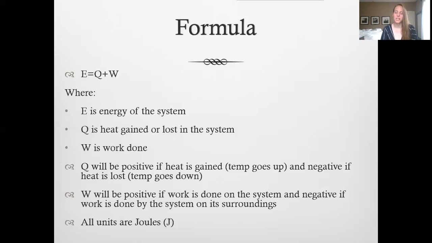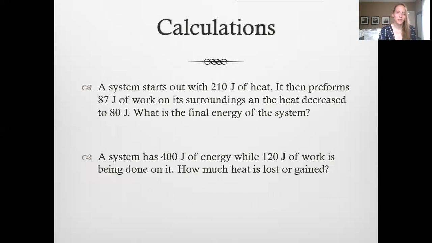However, if I am getting work done on me, like if I'm getting a massage or something like that, I love a good massage, so that would be positive. So work being done on me, on the system, is positive. And because we're dealing with energy here, our units are all going to be in joules. So let's try some practice calculations.